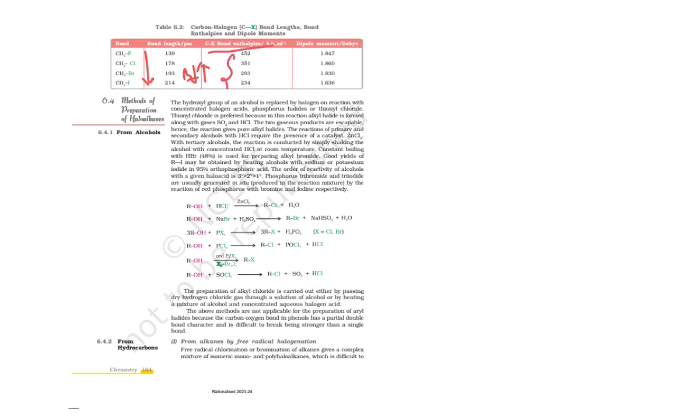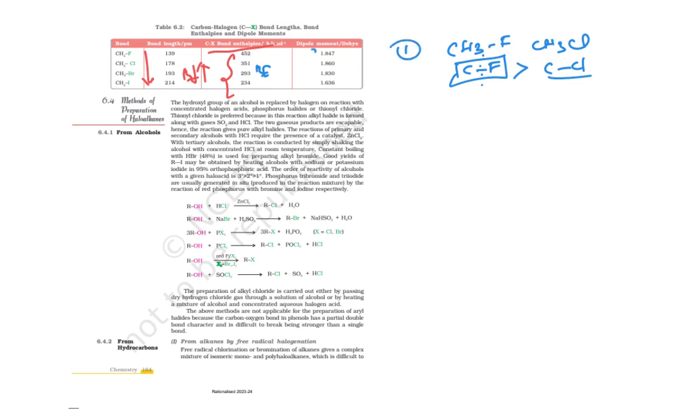Bond enthalpy is nothing but bond energy, right? So bond energy decreases. Because if I take CH3F and CH3Cl, in this the carbon and fluorine are very close to each other, so we are not able to break it easily. It requires more energy compared to breaking the C-Cl bond. Clear? So this is the first point.